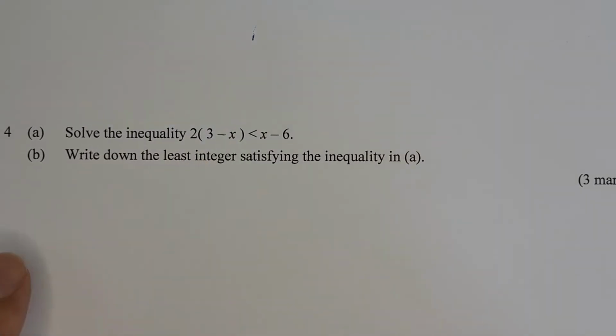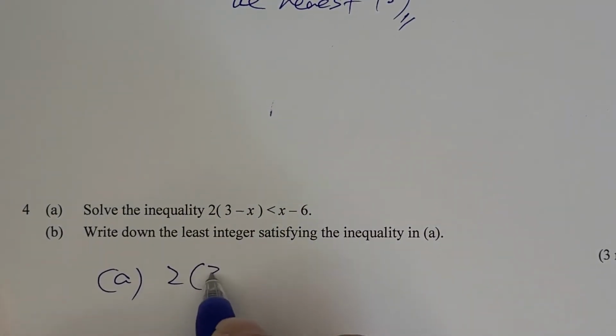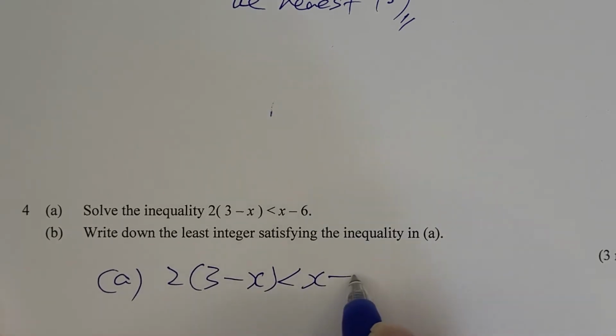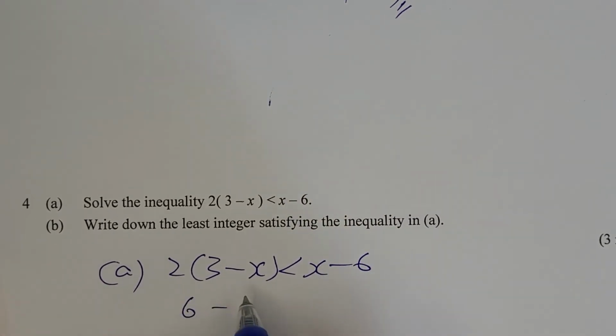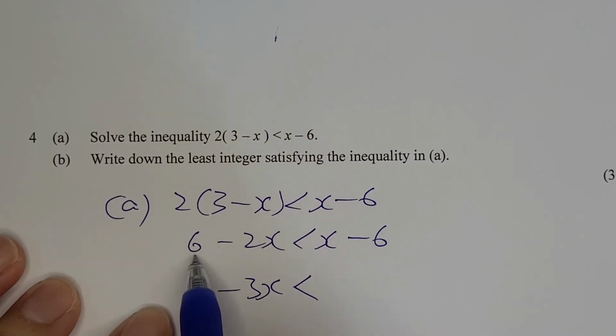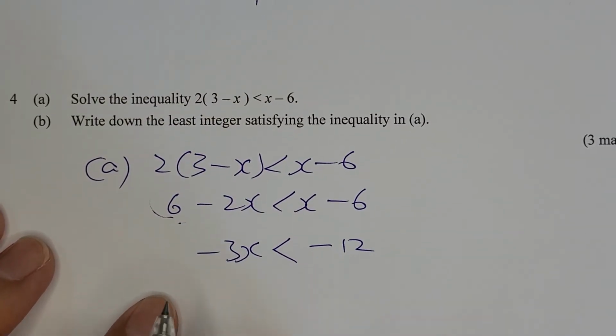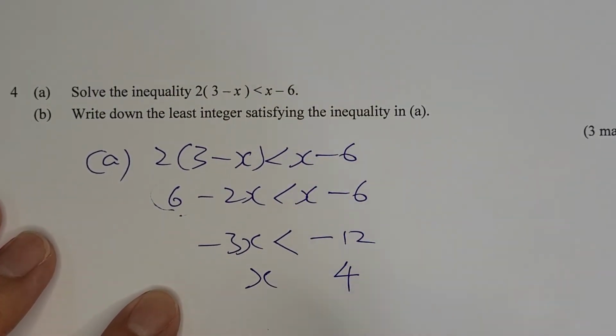Solve this inequality. Okay, quite straightforward. So 2 bracket 3 minus x less than x minus 6. Multiply 2 inside the bracket. Then you will get that when x moves to the other side it becomes negative 3x. This positive 6 moves to the right hand side and becomes negative 6. So total negative 12. And now both sides divided by negative 3, that becomes positive 4 here.